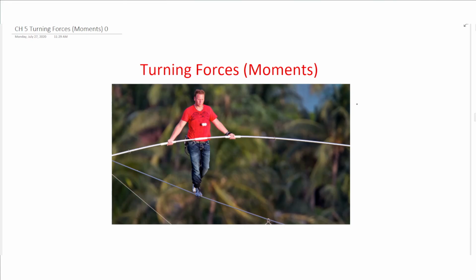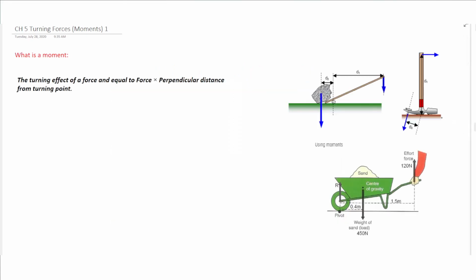Okay, chapter 5 is about turning forces or moments. First, the definition of a moment. It is the turning effect of a force and calculated by multiplying force and perpendicular distance from a point, or the turning effect of a force about a point.